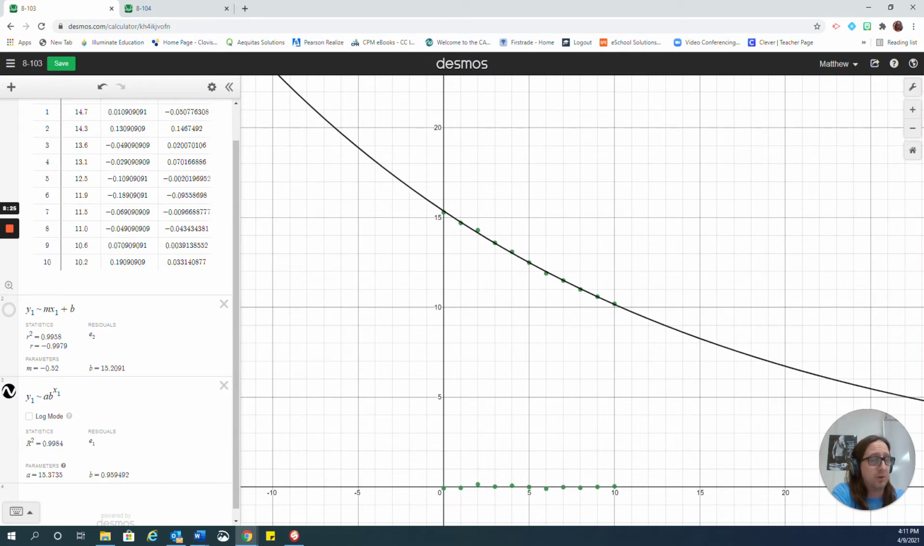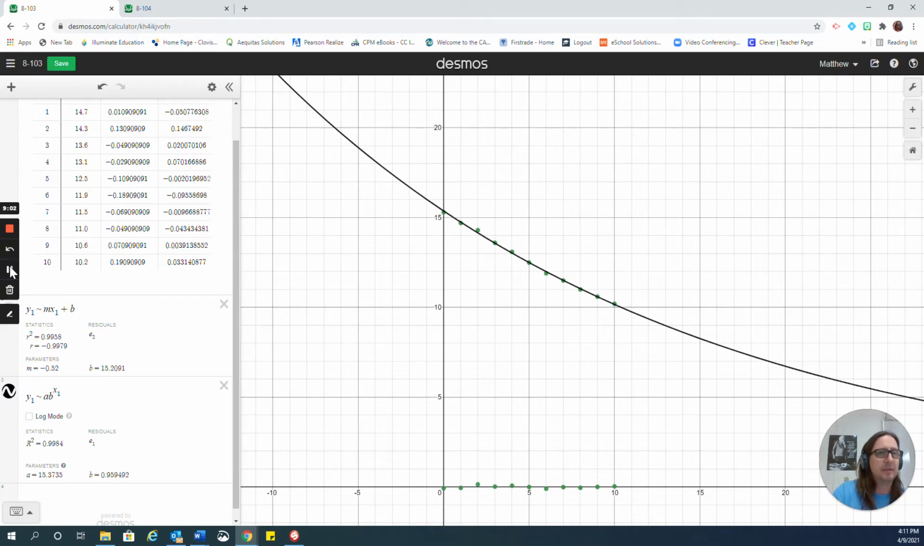I probably would have been okay with the linear model on this one, but an exponential model fits a little bit better in this situation. And there's our model. So it's saying that our y-intercept, our a parameter, should be 15.3735, and our b, which is our multiplier, is 0.959492. Remember, when that number is below 1, we're going to get a decreasing function, which is why this one is decreasing over there.